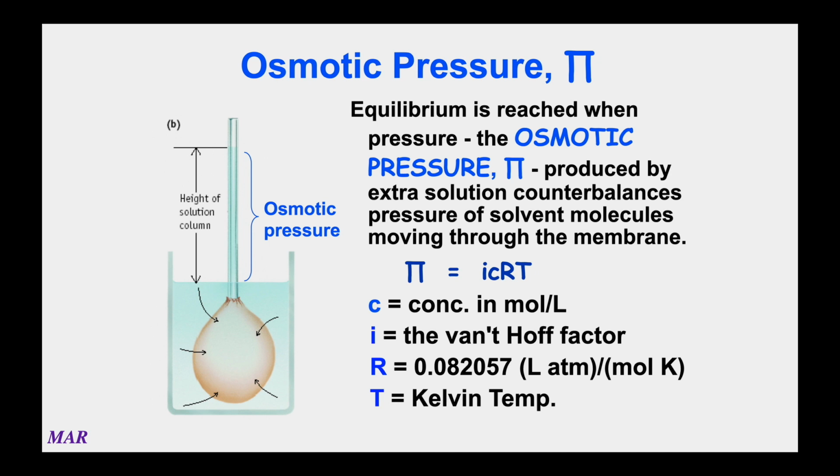Now, R here is the good old gas constant R, 0.082057. It's the same R we used in PV equals nRT. That R is also used in osmotic pressure. And finally, T is the Kelvin temperature that you're going around. So you can actually calculate the osmotic pressure. It's going to be in atmospheres if you use this equation. And that osmotic pressure has a lot of interesting things you can do with it.